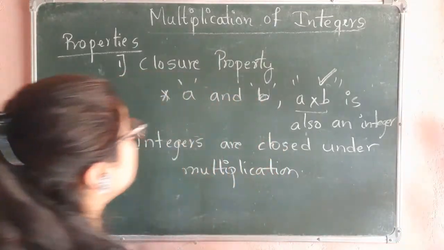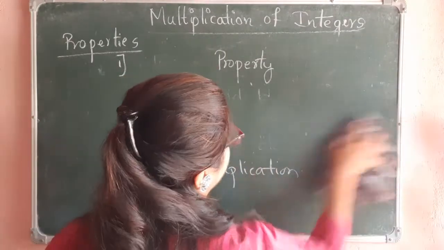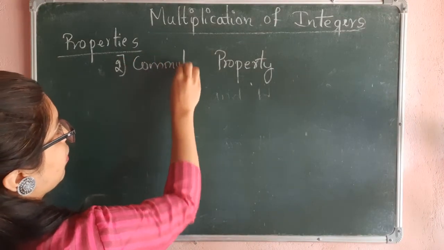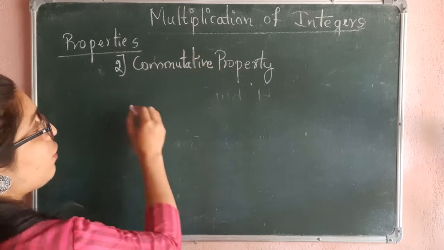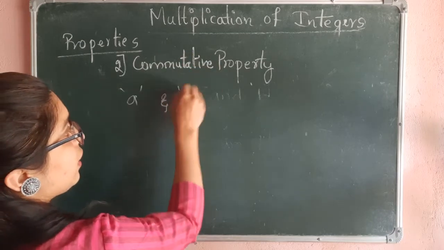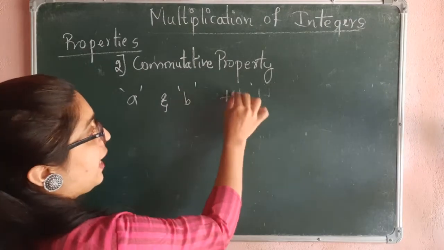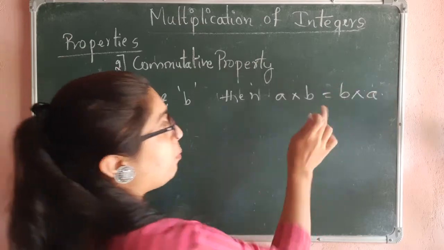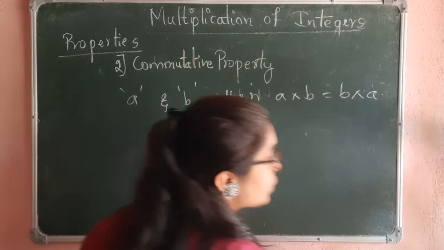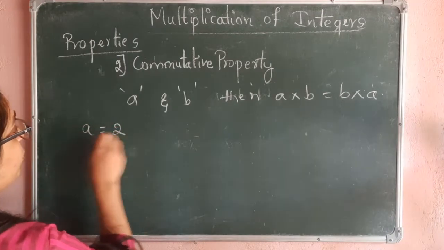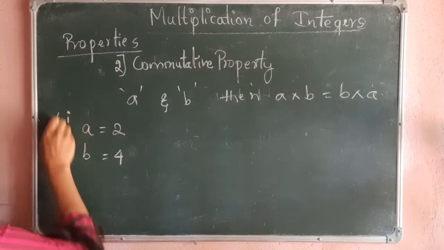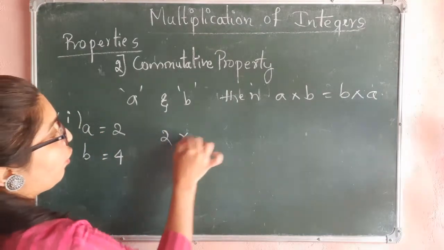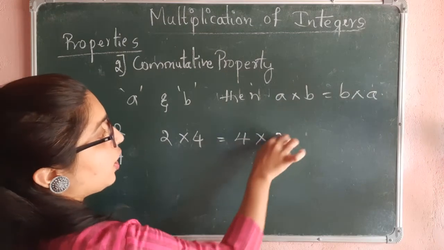Now let us study the commutative property. If A and B are integers, then A into B is equal to B into A. So we have to prove this. This is the commutative property. Let us take A is equal to 2, B is equal to 4. This is the first case, when both A and B are positive integers. 2 into 4 is equal to 4 into 2. This is what I have to prove.